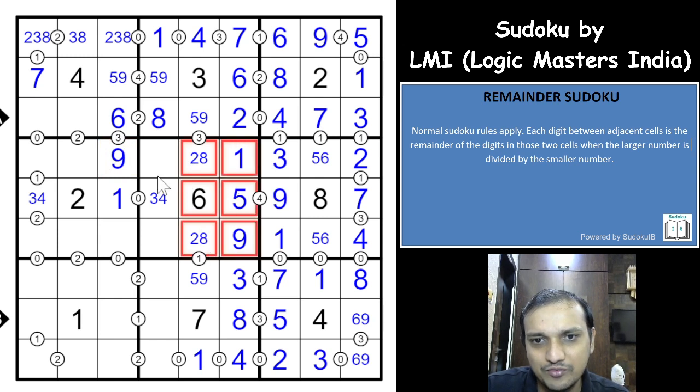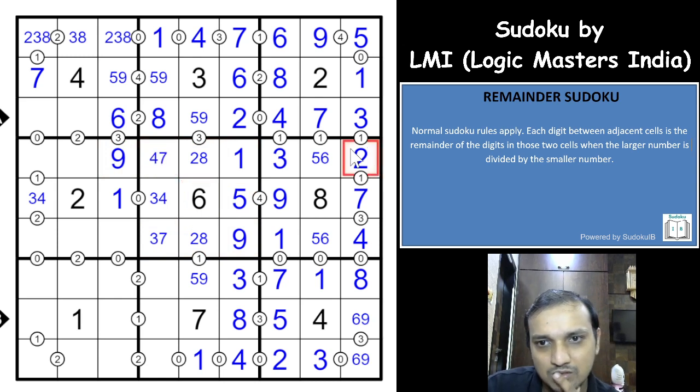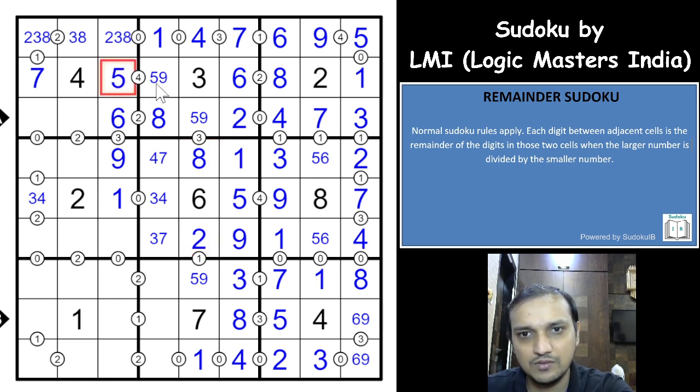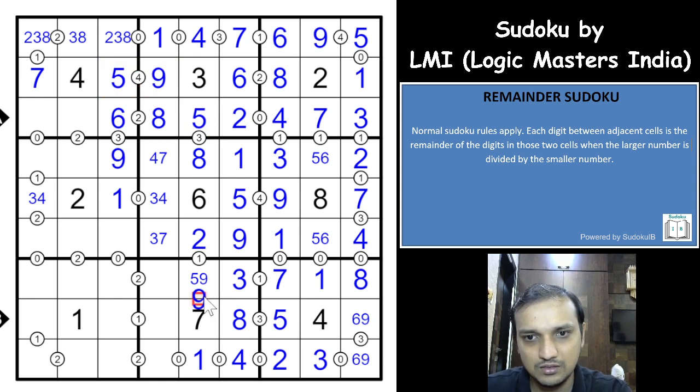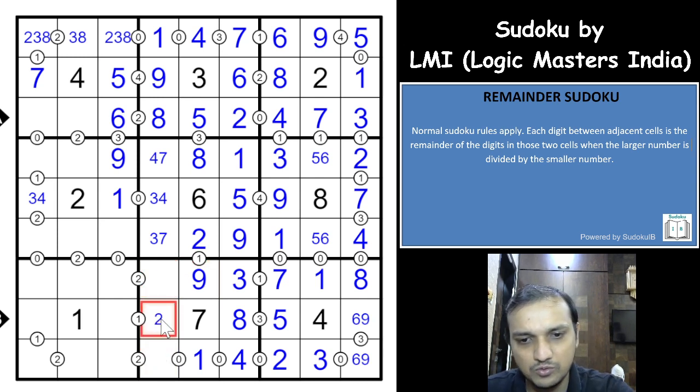So 2, 8, 6, 1, 5, 9, 3, 4 and 7. 4, this is 3, 7, 3, this is 4 and 7. This 2 actually gives you an 8 and a 2 here. This 9 gives you a 5, a 9 here. So not 9 here, that would be here. Okay, so this is 6, 2 and 5. 5, 2 and 6, 2, 6, 5 and 6, and this is 2, 5 and 6.